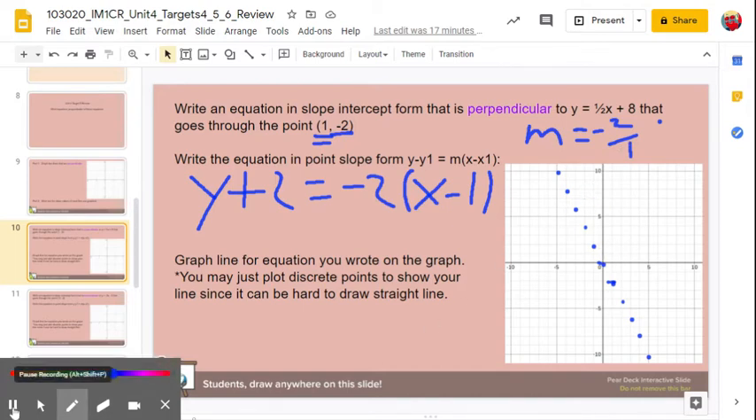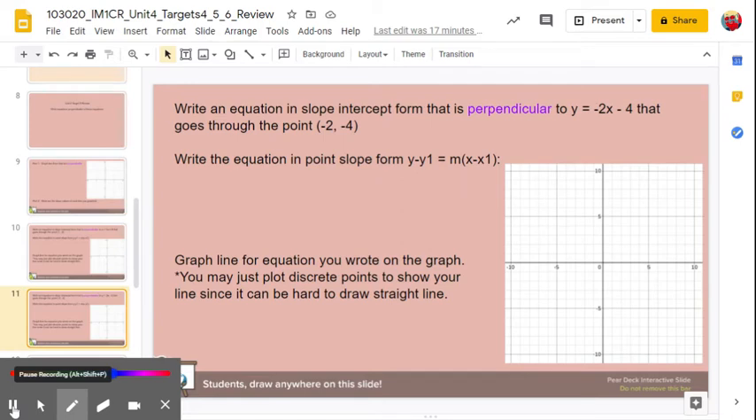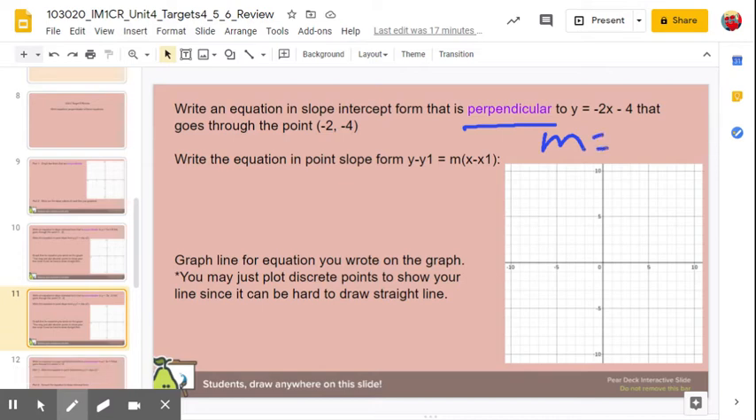Okay, this time our slope of the line given is negative 2, but we want one that's perpendicular to that. So the slope we are going to use, well, negative 2 is negative 2 over 1. So the reciprocal is 1/2, and then I want it to be positive because that was negative, so positive 1/2 is our slope.